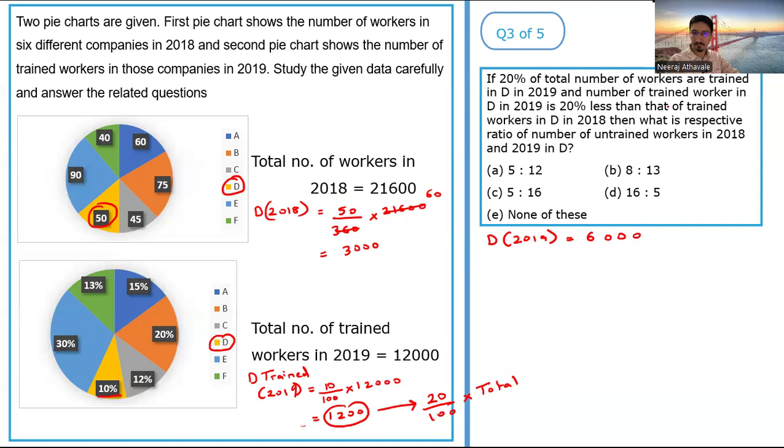Okay. And number of trained workers in D in 2019 is 20% less than that of the trained workers in 2018. So D trained in 2018 will be equal to 1200 into 10 by 8. We can also write this down as 5 by 4. So it comes out to be 1500. Okay.